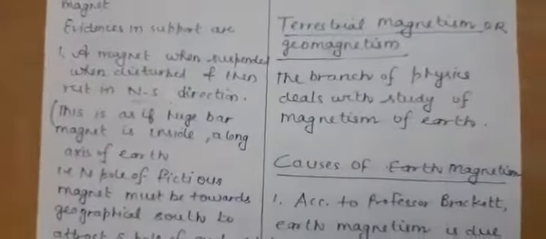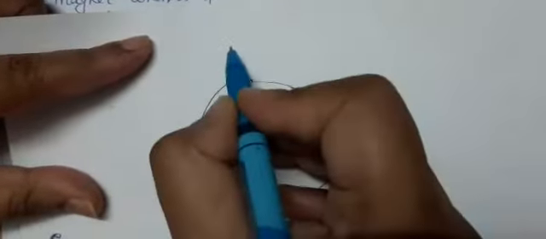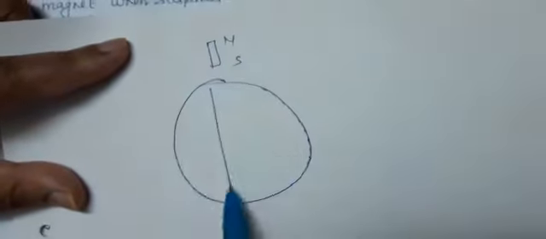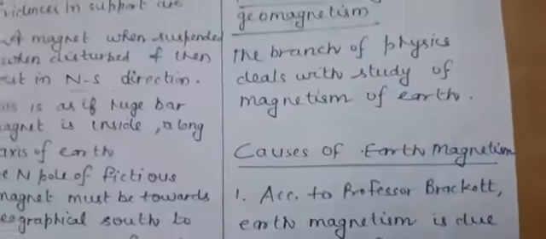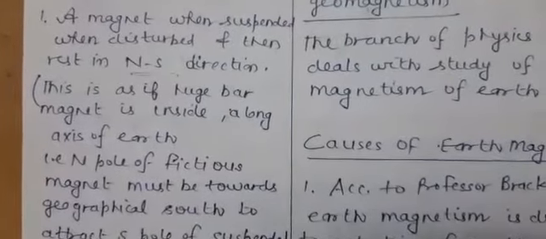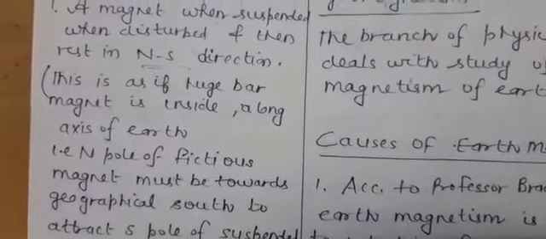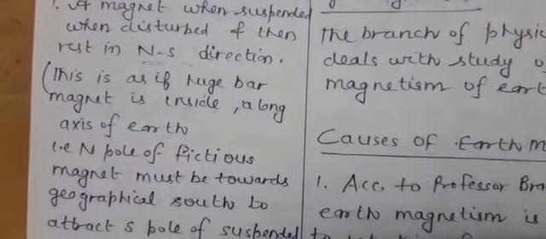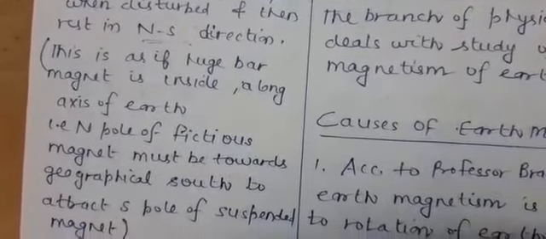What does it conclude? That if this is Earth and the magnet is lying in the north-south direction, it means as if some magnet is buried inside it. So these are simply the evidences. When we talk about Earth magnetism, some theories were discussed, some points have been discussed, and recently some points have also been worked on.